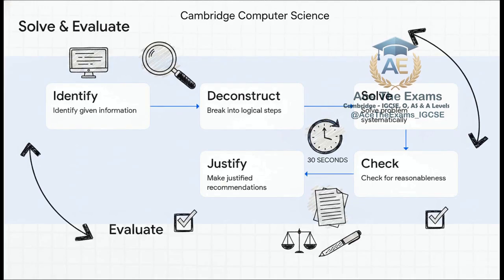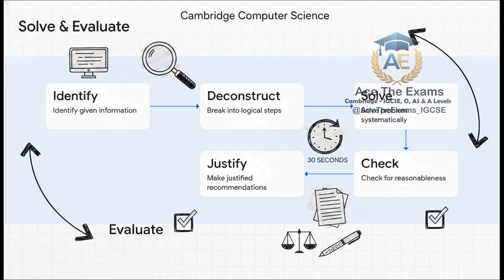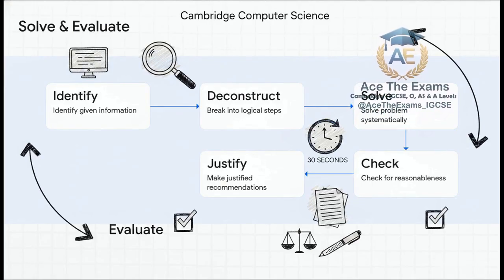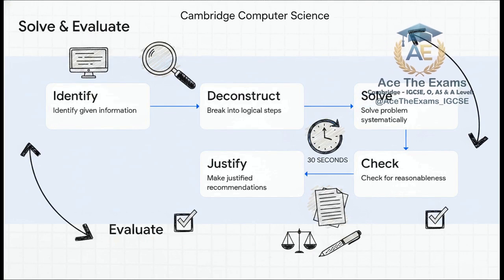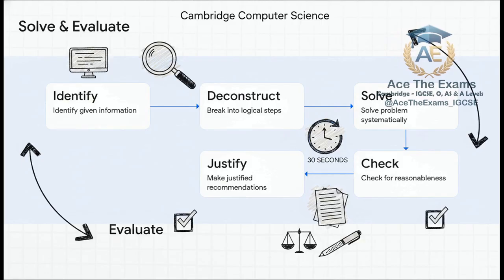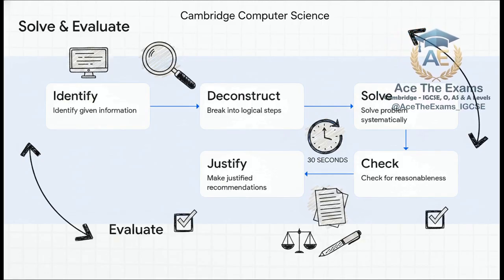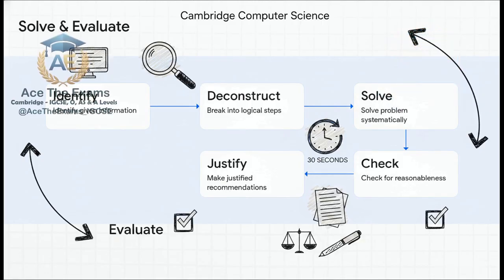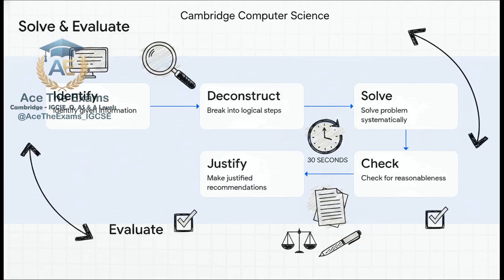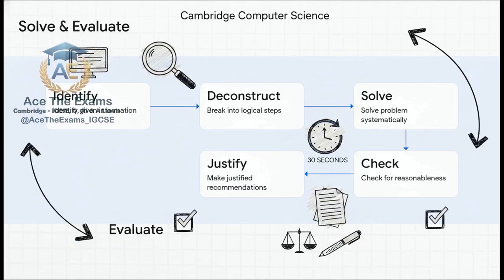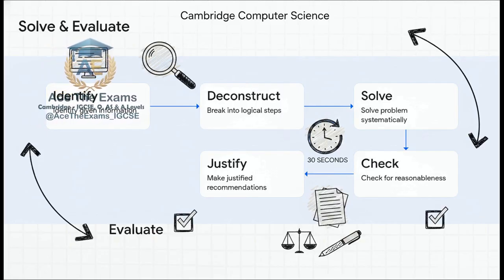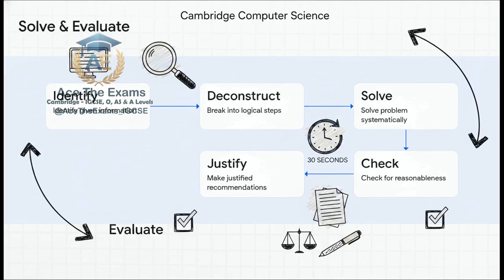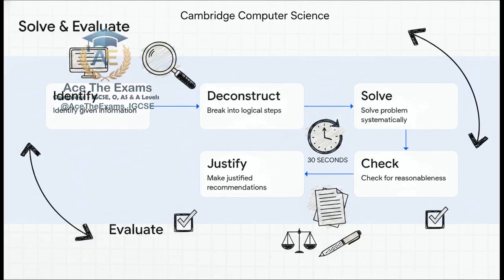Now, for our 30-second speed writing challenge. Let's look at the deconstruct, solve, evaluate cycle. Step 1. Identify given information. Step 2. Break it into logical steps. Step 3. Solve systematically. Step 4. Check for reasonableness. Step 5. Make justified recommendations. Imagine you only have 30 seconds to draft a perfect PEEL paragraph evaluating a case structure. How do you do it? You deconstruct the question immediately to extract the relevant data variables.